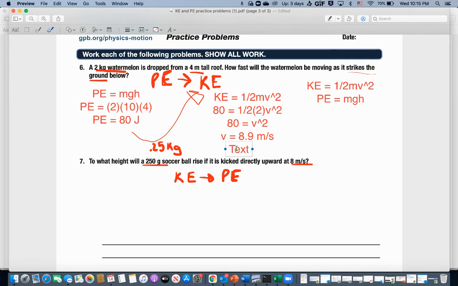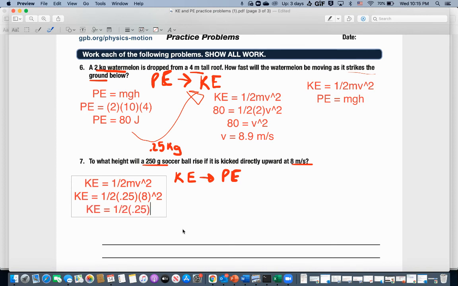Okay. So now that we've converted our mass to the right unit, I'm going to start with my kinetic energy. So kinetic energy is equal to 1/2 mv squared. I can plug in what I know at this point. So that's 1/2 times 0.25 times 8 squared. I'm going to simplify this first. I'm going to start with 8 squared. I think that's going to be the easiest thing to do, and give me a nice number to work with. So that's still 1/2 times 0.25, and that's going to be times 64.